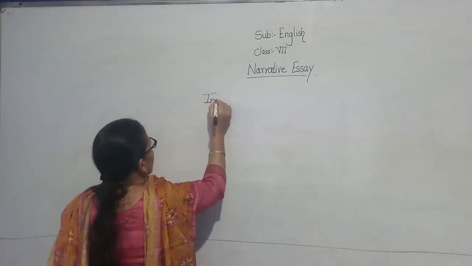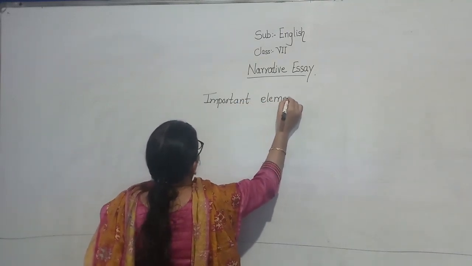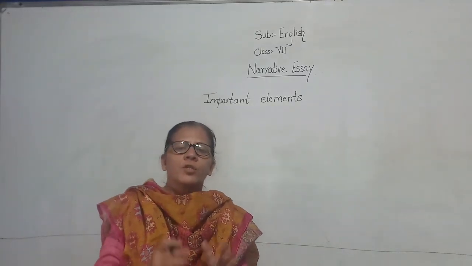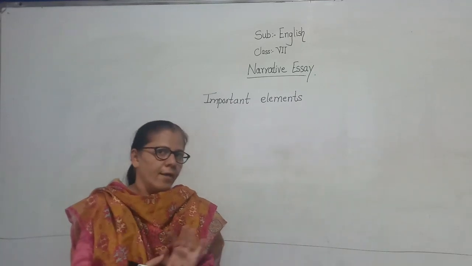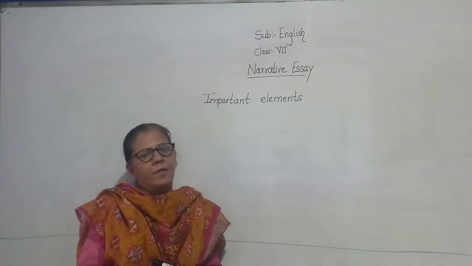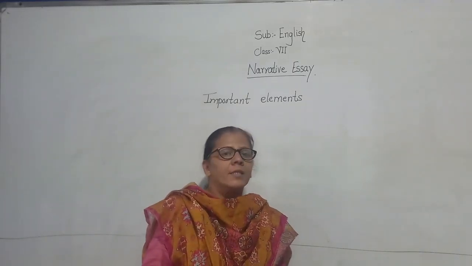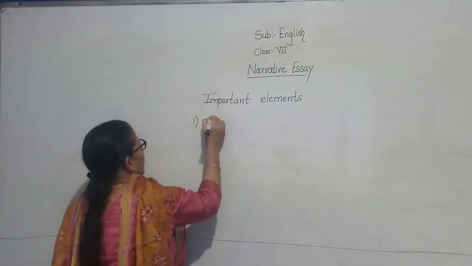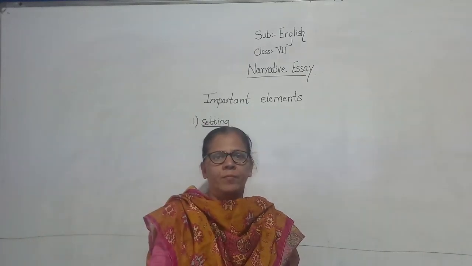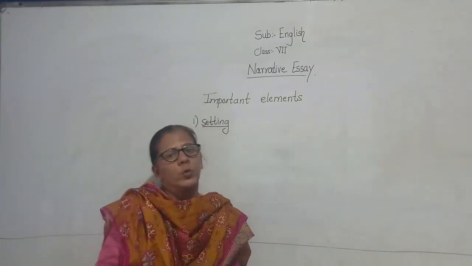Now let us see what are the important elements which make up a story. As I told you earlier, narrative essay is nothing but a story, right? So, there are several important elements that make up a story, or you can say a narrative essay. So, the first element is setting. Now, what do you mean by setting? Setting is a location where the action or story takes place.